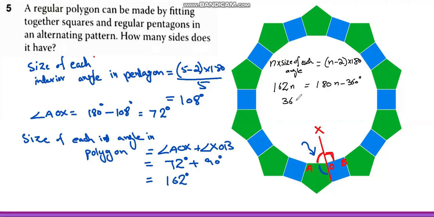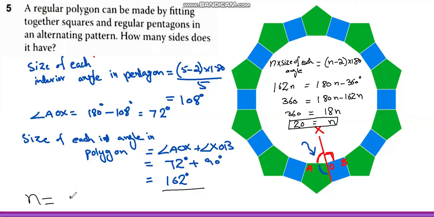Let's bring constants on one side and variables on the other side. Let's take away 162 from 180, and that will be 18n. And if we divide 360 by 18, we will get 20. Means there will be 20 sides if the size of each interior angle of the polygon is 162 degrees. So we can write n will be equal to 20. Let's proceed to the next question.